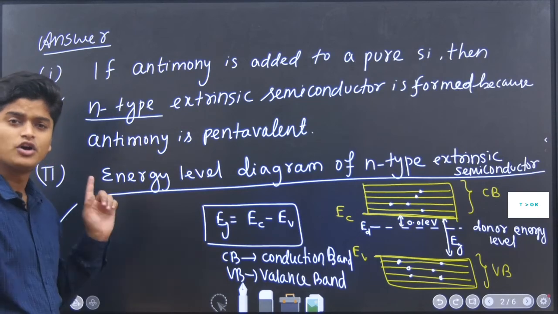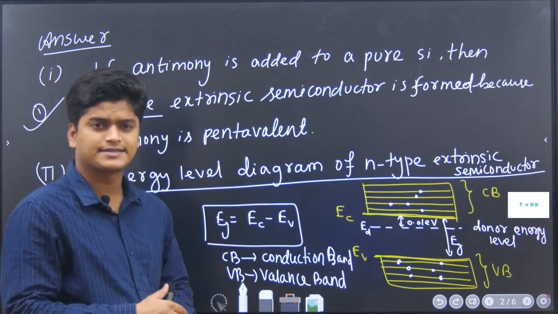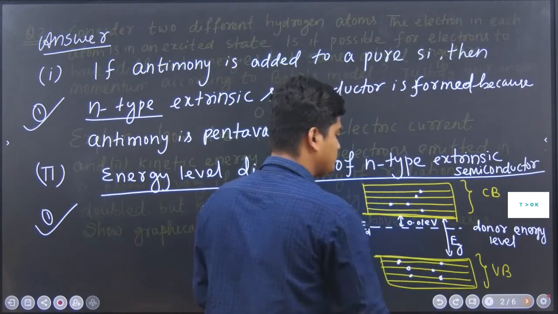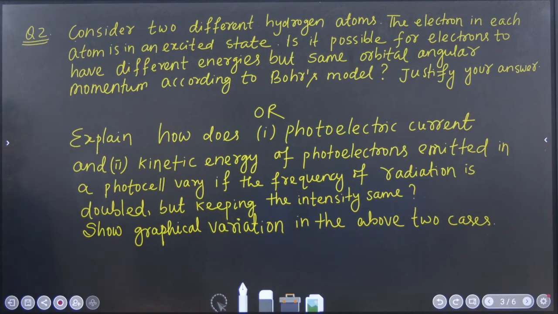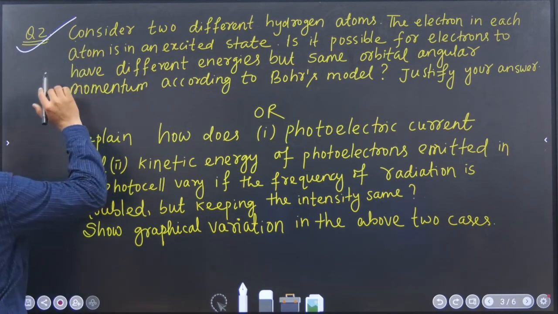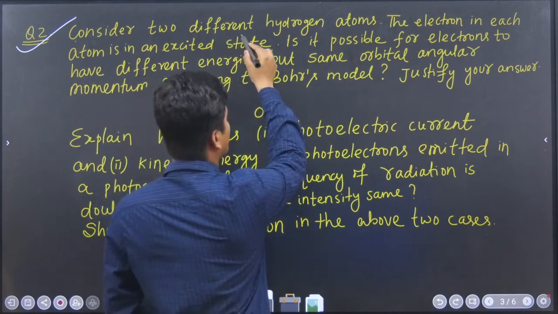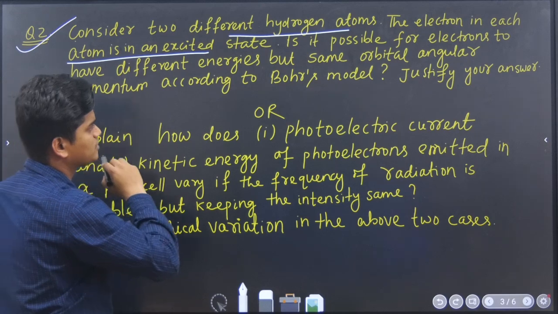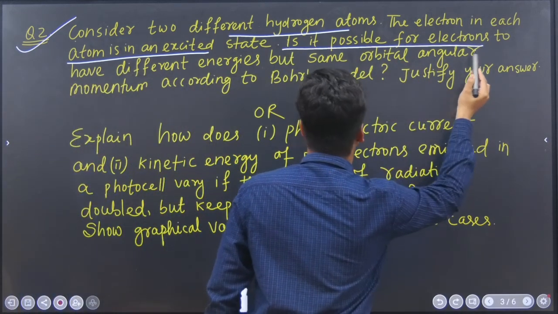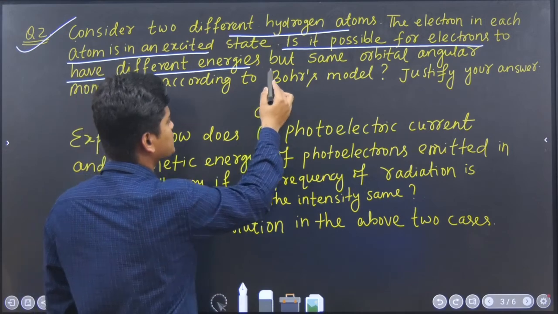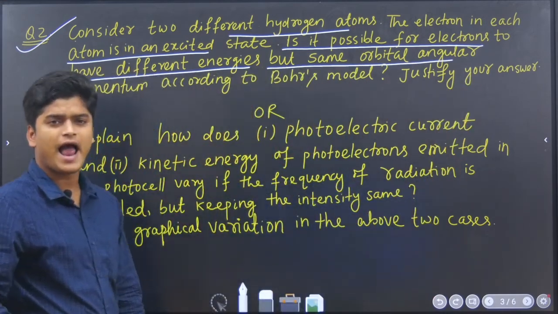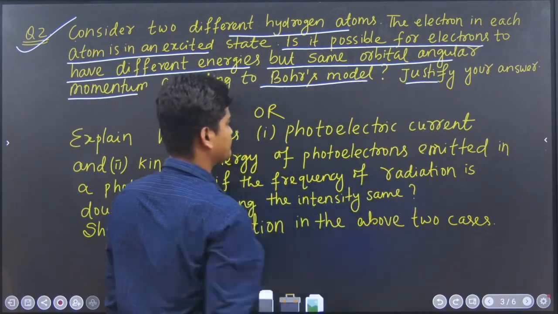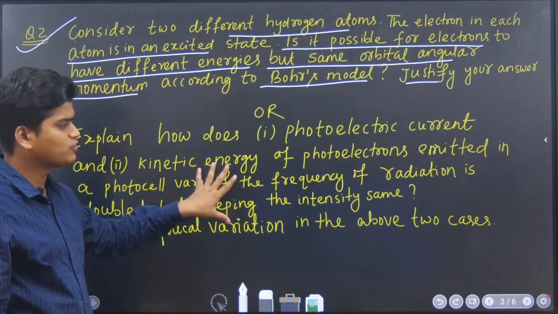Okay. Now, we will go to the next question, we will see what they asked and how to give the answer for that. Now, question number 2, you see. Question number 2 says: consider two different hydrogen atoms. The electron in each hydrogen atom is in an excited state. Now, it is asking: is it possible for the electrons to have different energies, but the same orbital angular momentum according to Bohr's model? Justify your answer. And one more question is also given as an alternative.